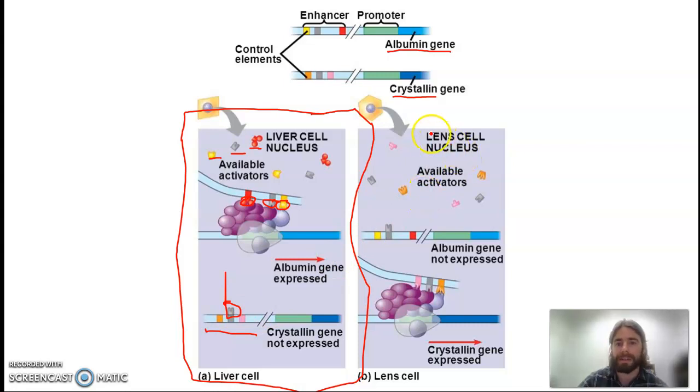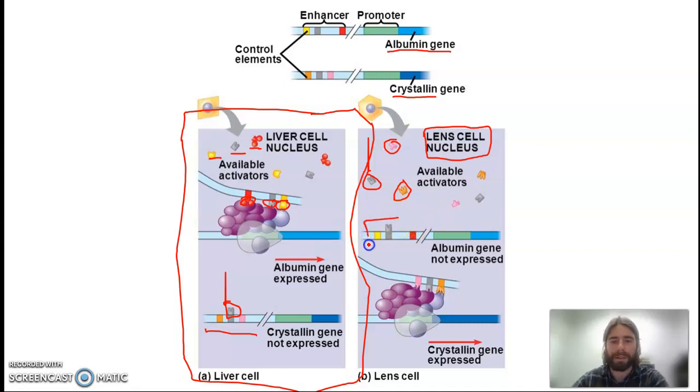If we go to the right-hand side and look at the nucleus of a lens cell in the eye, we'll see that there are different activators available. There is still the gray one that is necessary for both genes, but now we have a pink protein and an orange protein available. And these are proteins produced from other genes or have come to cells through alternate means, but they are available in the nucleus and control transcription.